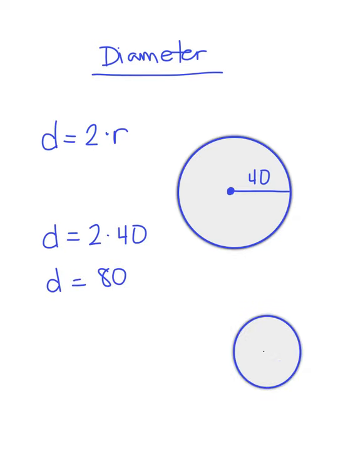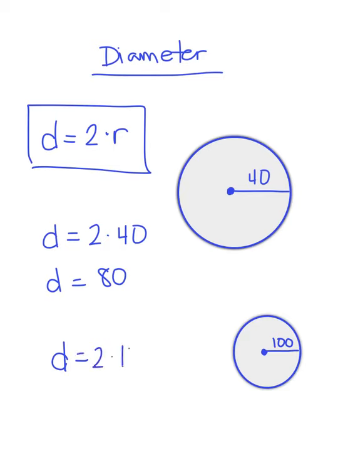Okay, I'll just do one more example on that one. So in this case, let's say that the radius is 100. Again, you would just use this formula: diameter equals 2 times the radius. So the diameter is 2 times 100. So the diameter of this one would be 200. You're just doubling it to find the diameter on these ones.